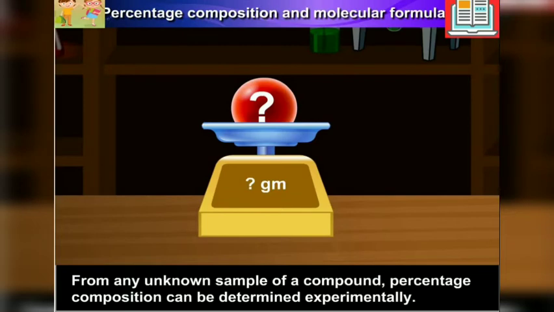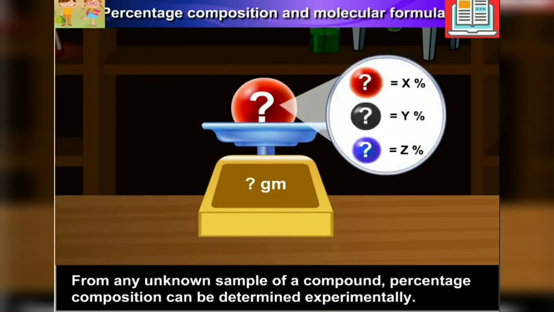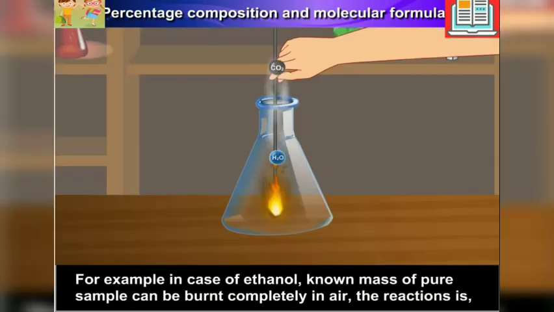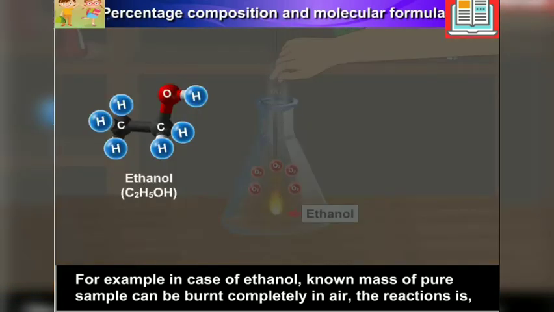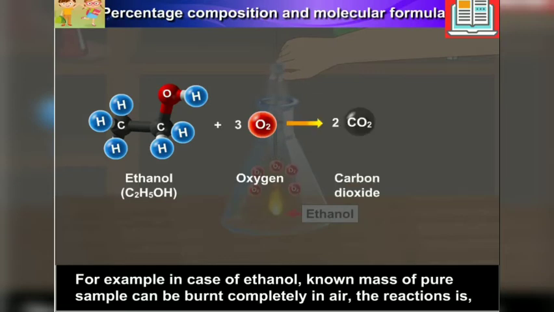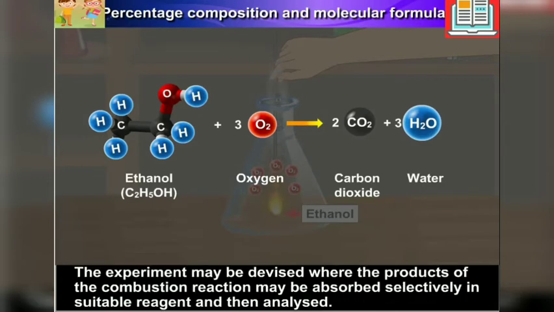From any unknown sample of a compound, percentage composition can be determined experimentally. For example, in case of ethanol, a known mass of pure sample can be burnt completely in air. The reaction is C2H5OH plus 3O2 gives 2CO2 plus 3H2O. The experiment may be devised where the products of the combustion reaction are absorbed selectively in suitable reagents and then analyzed.